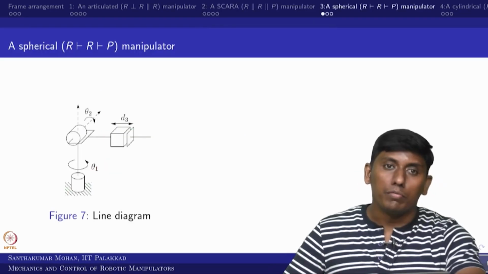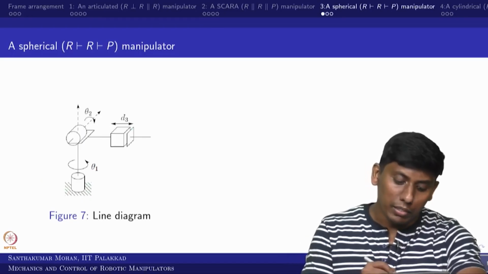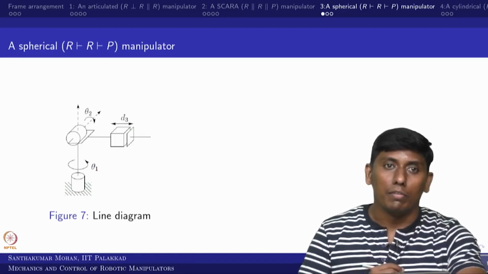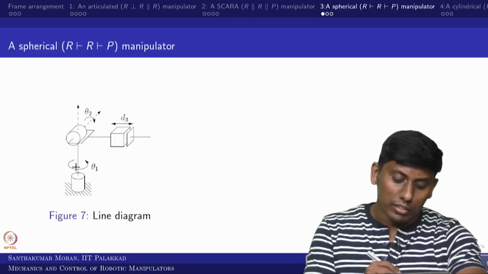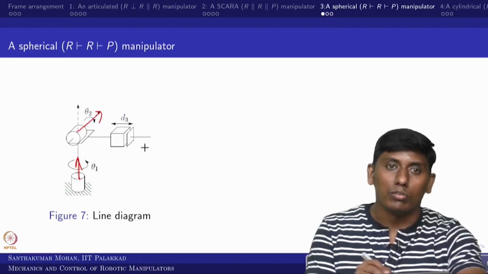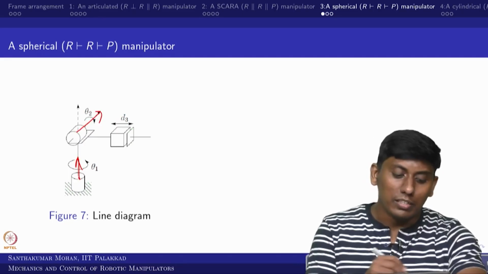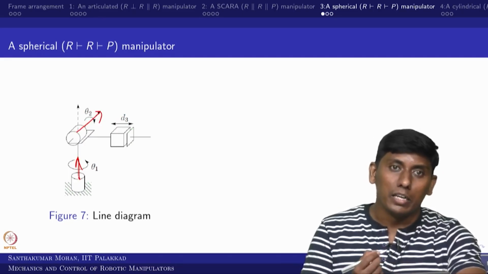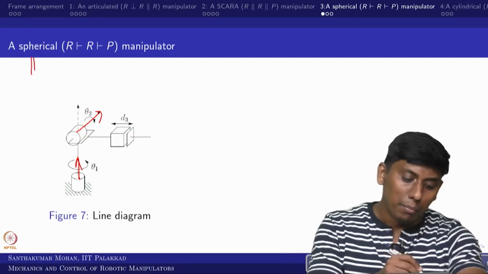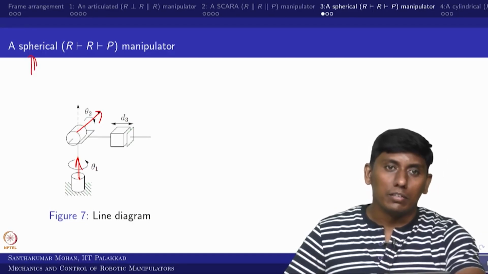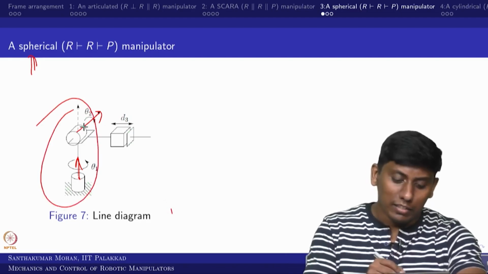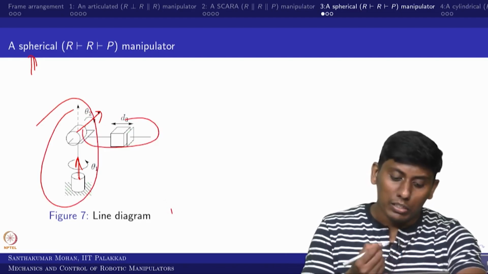So, what we can do, this is an RRP, in the sense it is very similar to what several of us would be having. The first is rotary, the second is rotary, and the third is vertical, going in and out. So, this makes a spherical workspace. That is what we call a spherical manipulator. In this case it is very straightforward, because this half we have already seen and this is the only additional part, which we can see.